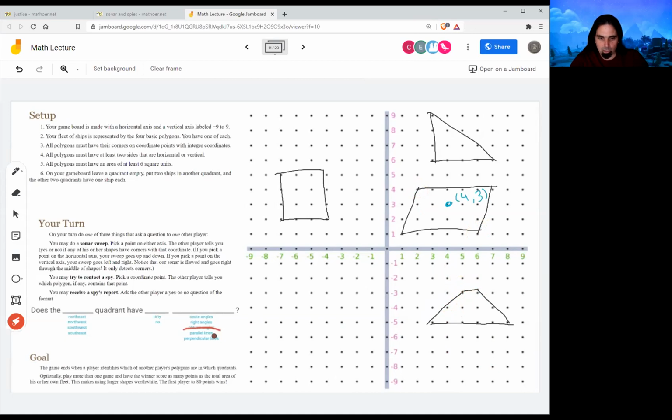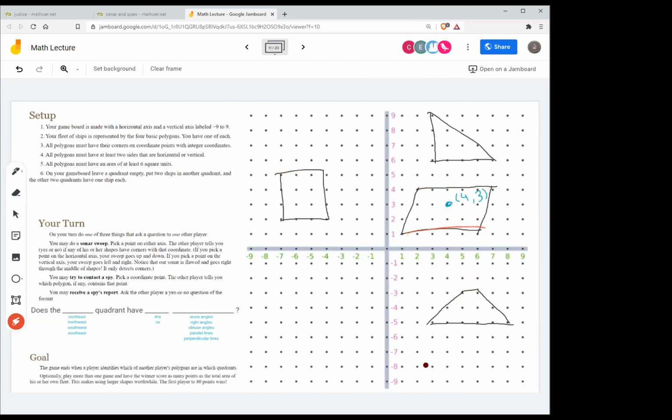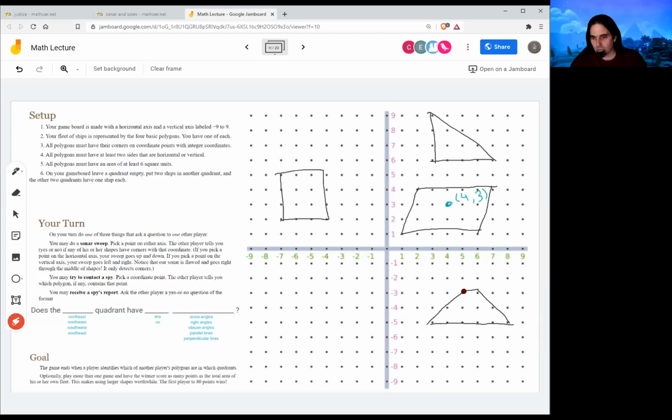Which shapes have parallel lines? Rectangles. The rectangle does. Parallelogram. Square. And the trapezoid does too. The base and the top are parallel. So if you find out which quadrant has parallel lines, that helps you know what shapes are there.